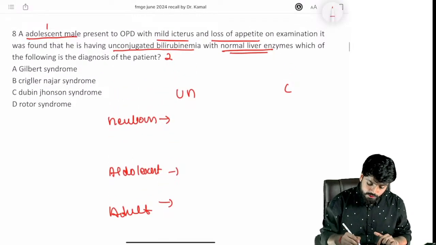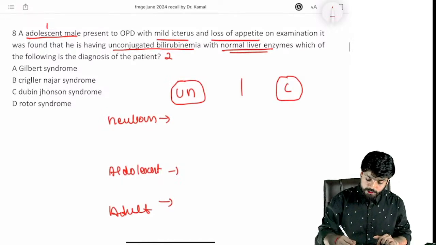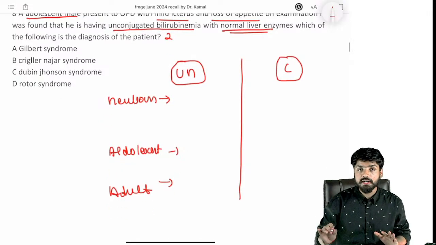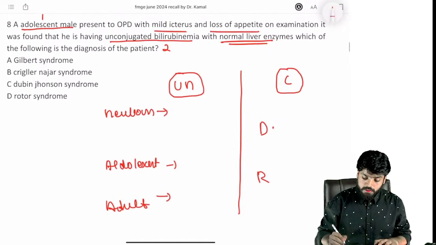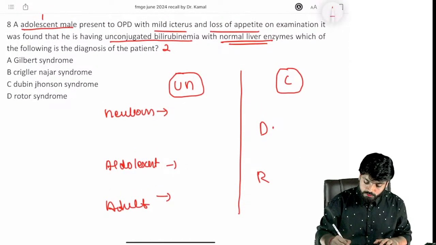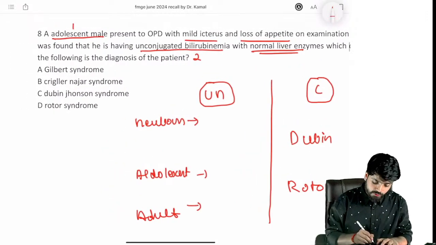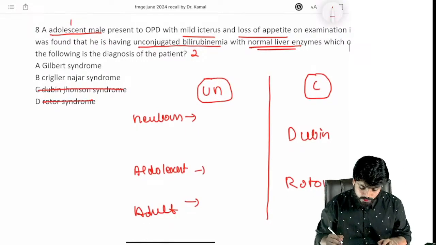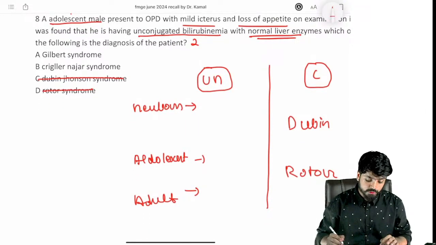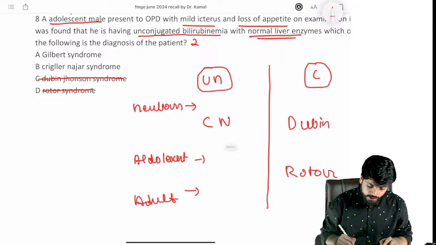Here we are talking about unconjugated. We have conjugated also. First, let's divide them. In conjugated, we need Dubin-Johnson and Rotor syndrome. So they are out of the question. Dubin-Johnson is gone, Rotor is gone. Now we are left with two more options, and that is Crigler-Najjar and Gilbert.